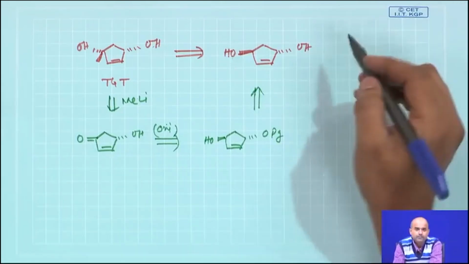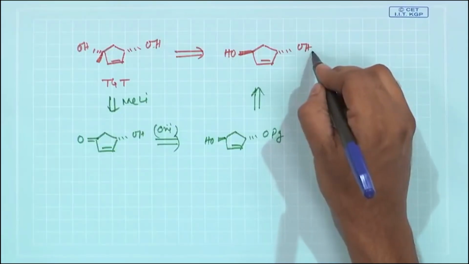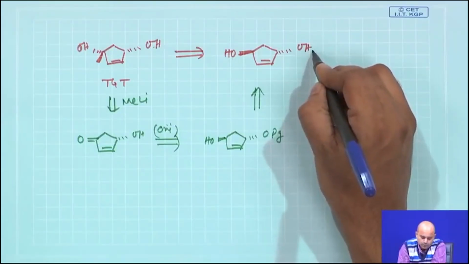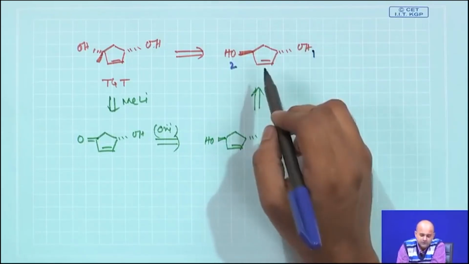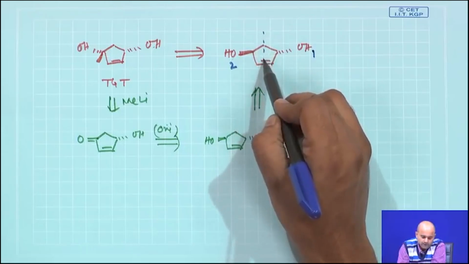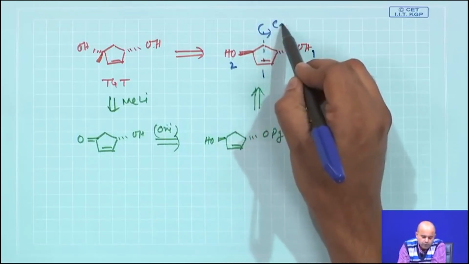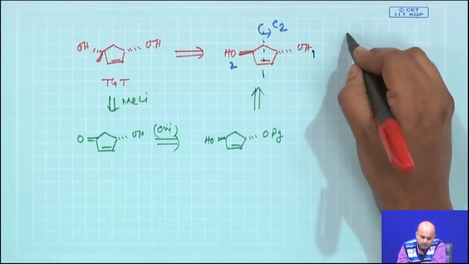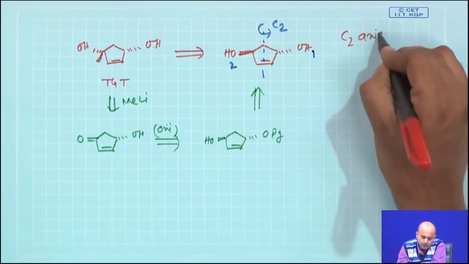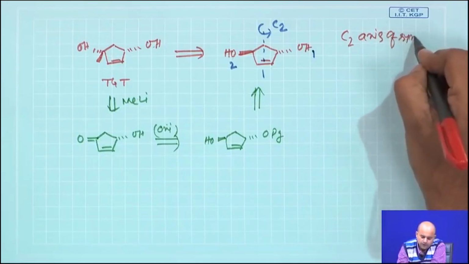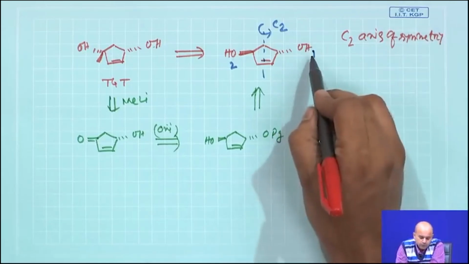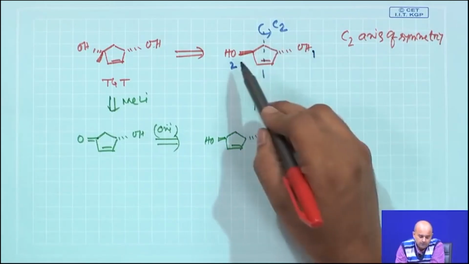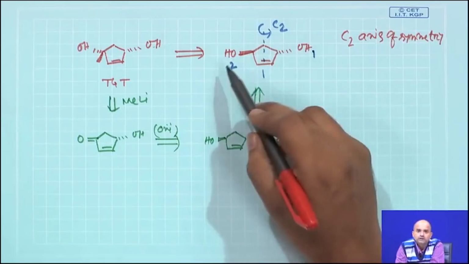Now, here a certain point needs to be considered. The particular starting material which we are discussing has two OH groups, OH1 and OH2. Now, if you consider, this molecule has a nice C2 axis of symmetry. Now, I am not sure how many of you are quite familiar with topicity or topicity parameters. These two OH are in principle equivalent to each other.